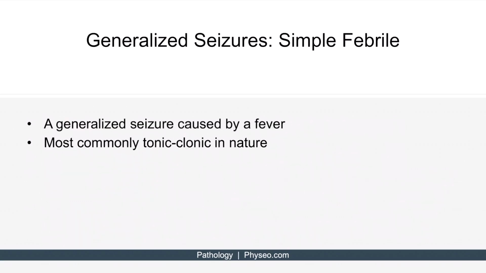Before we move on, let's briefly mention simple febrile seizures. This is a generalized seizure that is caused by a fever and is most commonly tonic-clonic in nature. So by generalized, we mean that it involves both sides of the brain and causes movement throughout the limbs bilaterally. And by tonic-clonic, we mean that there are alternations between body stiffness and uncontrolled repetitive muscle movements.